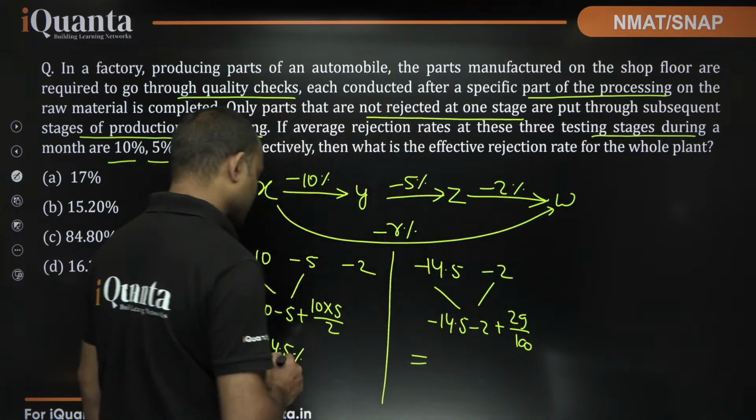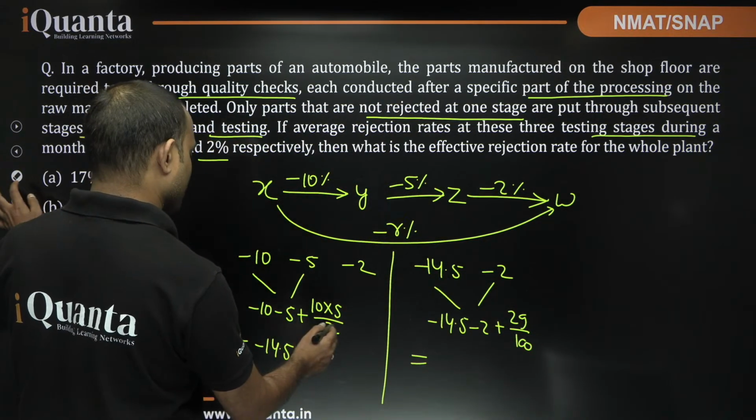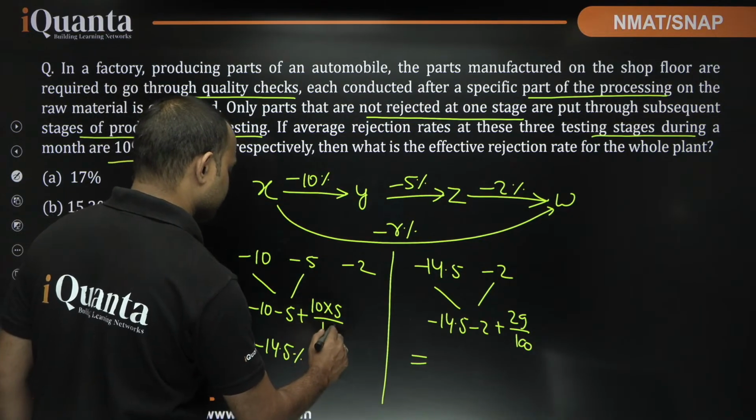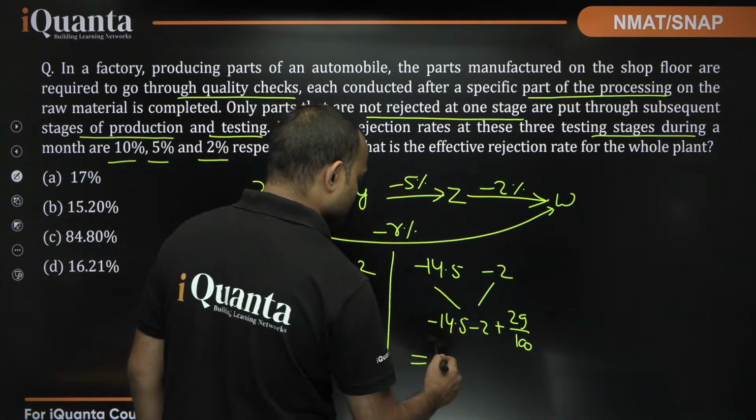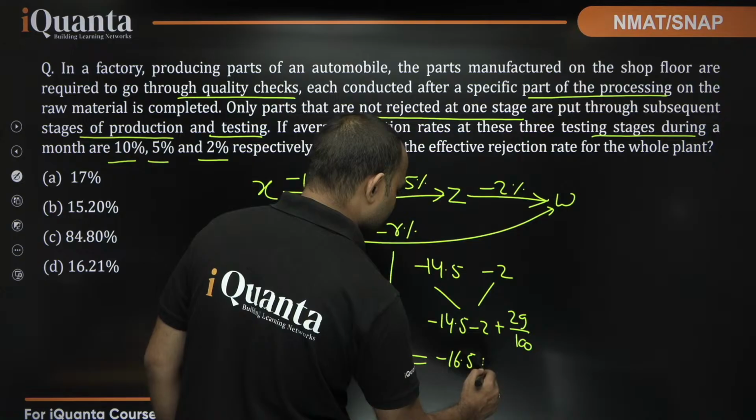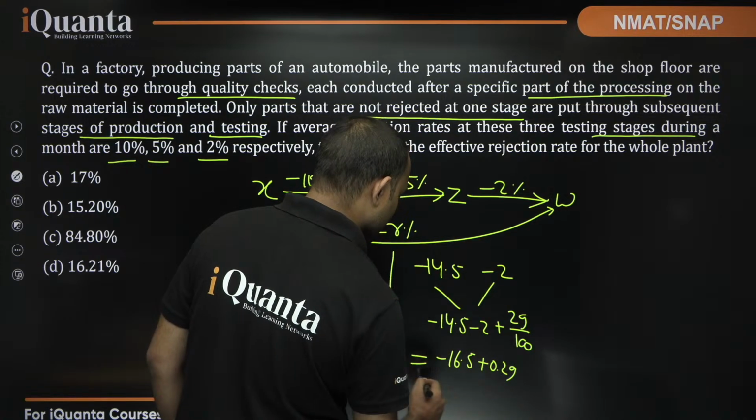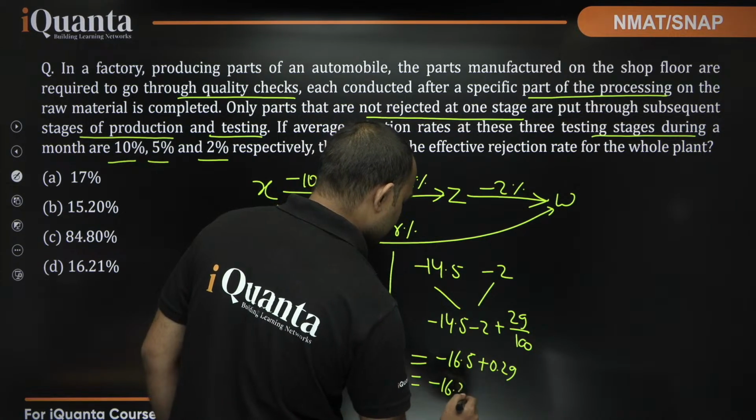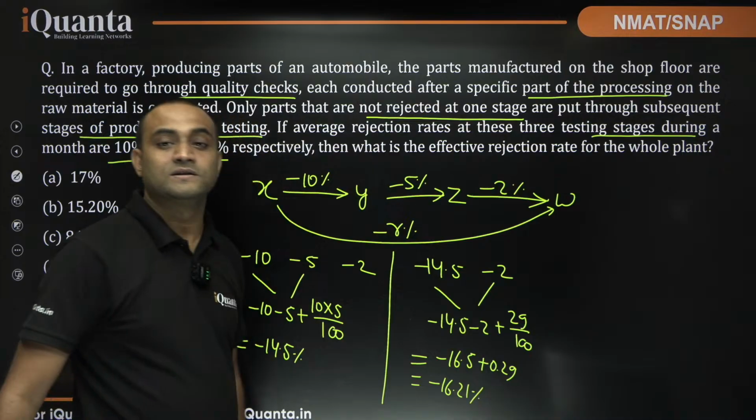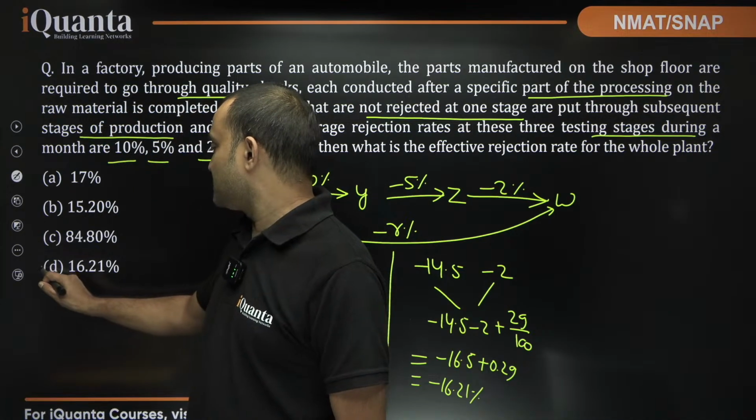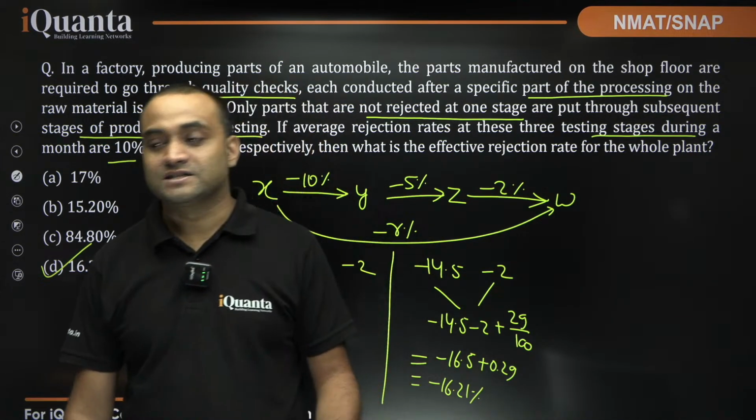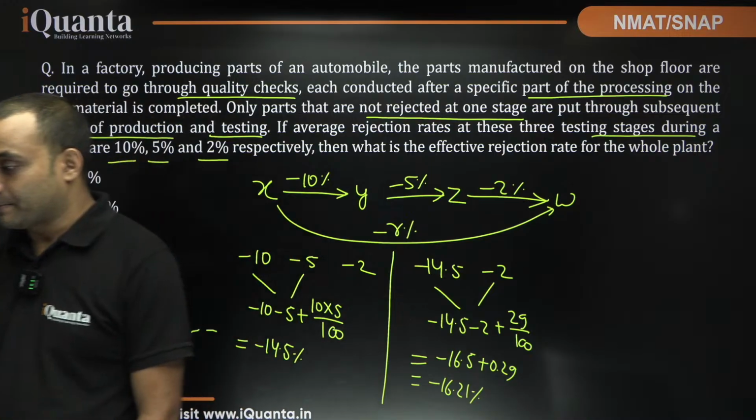which will be equal to, this will be 14.5 into 2 upon 100. So, this will be equal to minus 16.5 plus 0.29. This is equal to minus 16.21%, which is option D. A total reduction is 16.21%.